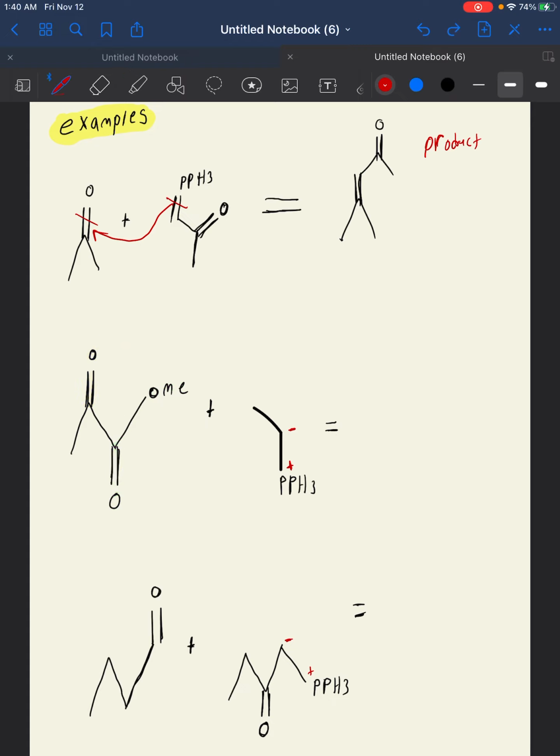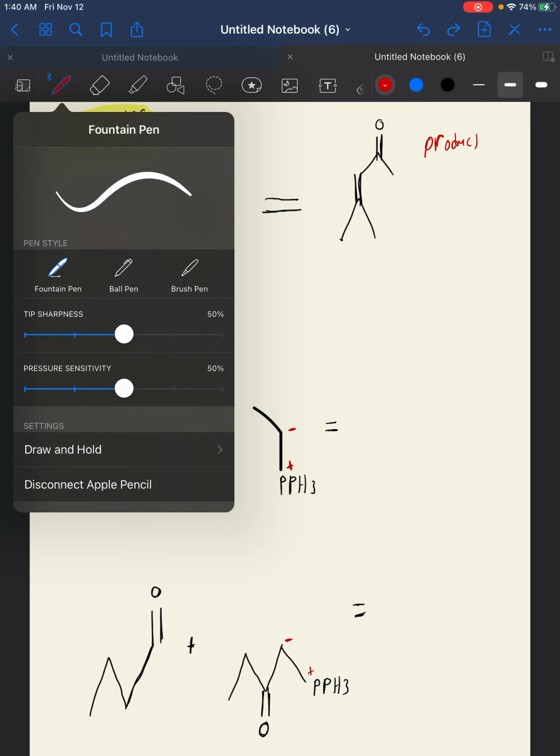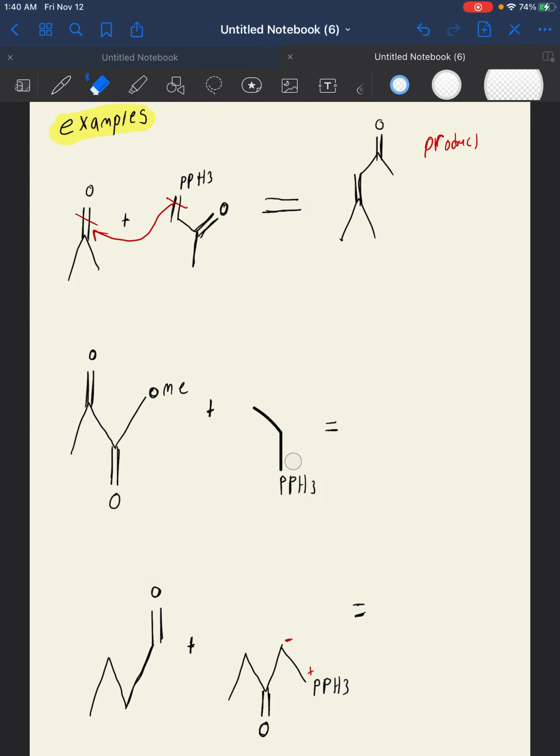Now what's that going to look like? Well, once again, draw on your double bond because you're probably going to be given it like that. And then all you do is boom, boom, then paste. And then you get your final product, just like that.